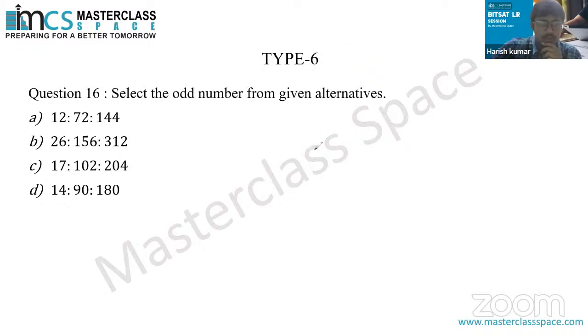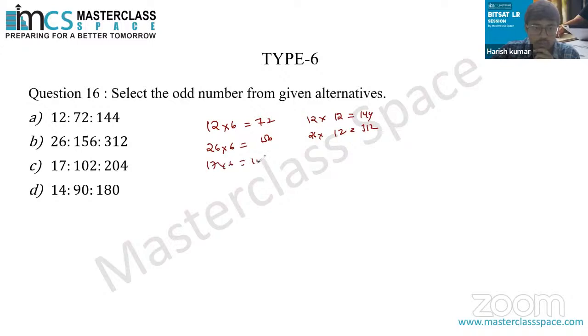So I don't think there should be any doubt in this question, right? The answer is clearly D, because 1490 is not a multiple, right? Here clearly I can see that 12 into 6 is 72 and 12 into 12 is 144. 26 into 6 is 156 and 26 into 12 is 312, right? 17 into 6 is 102 and 17 into 12 is 204.